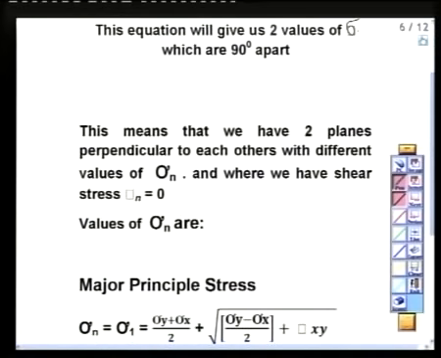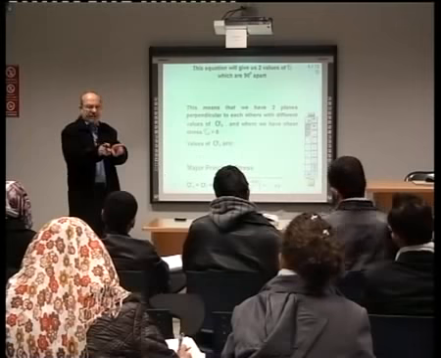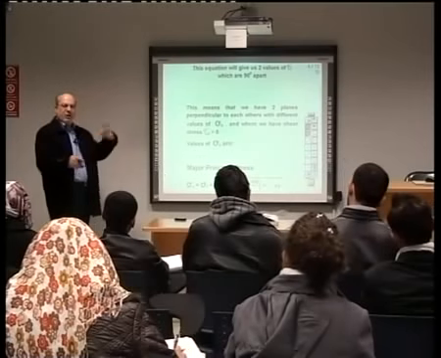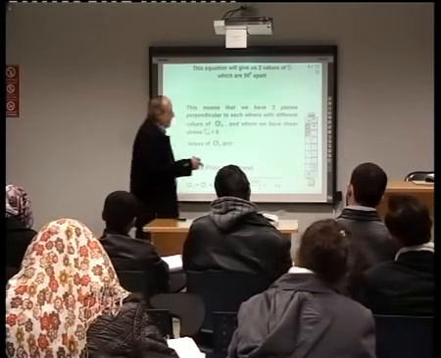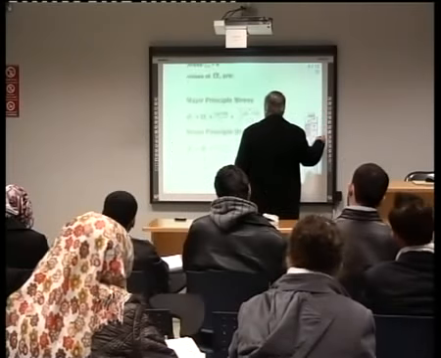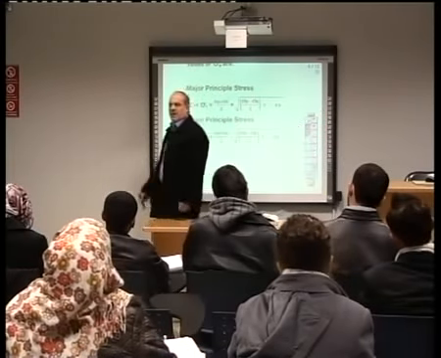So I can say this means that we have two planes perpendicular to each other with different values of sigma n, and where we have shear stress tau equals 0. So at 90 degrees, two planes at 90 degrees, what will we have? We will have tau equals 0, and sigma n has two values. One value is great and one value is small. That's why we call them major principal stress and minor principal stress.